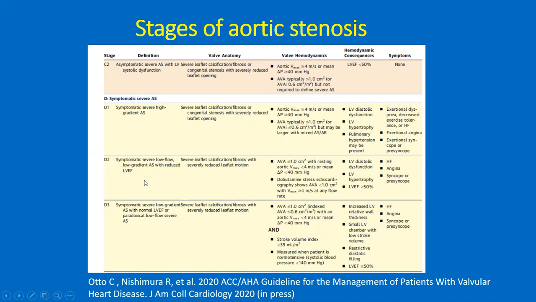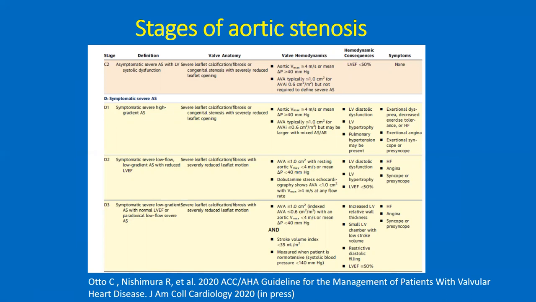Stage D2 is a classic low flow, low gradient, low EF AS that we knew also for many years, that brings poor prognosis. The valve anatomy is characterized by severe leaflet calcification, and there is this discordance between the valve area, which is less than 1 centimeter square, and the mean pressure gradient, which is less than 40 millimeter mercury.